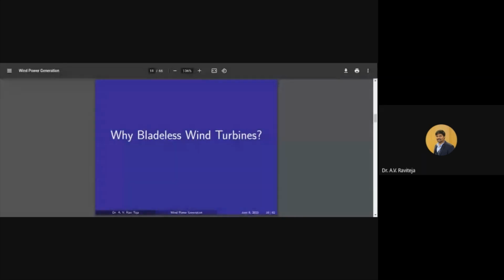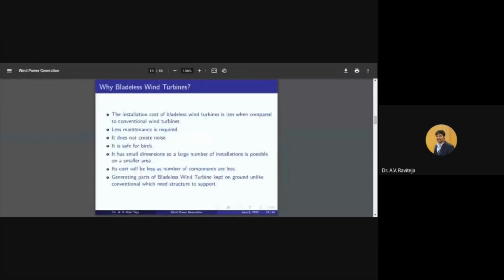So now we will see why bladeless wind turbines, when the conventional turbines are there and working fine. Why do we need to go for a new technology, or why is there a need for research in this topic called bladeless wind turbines?